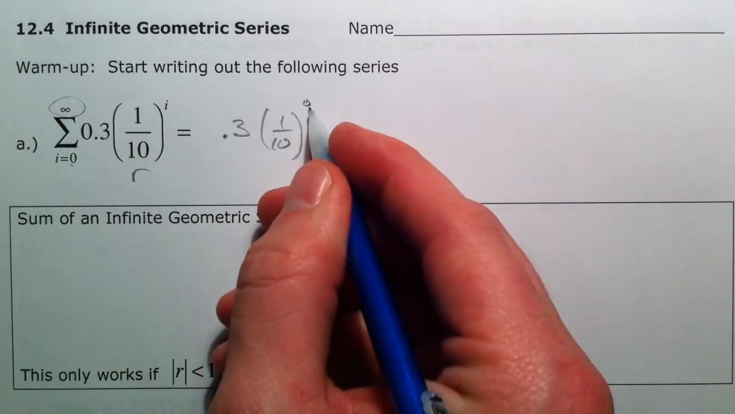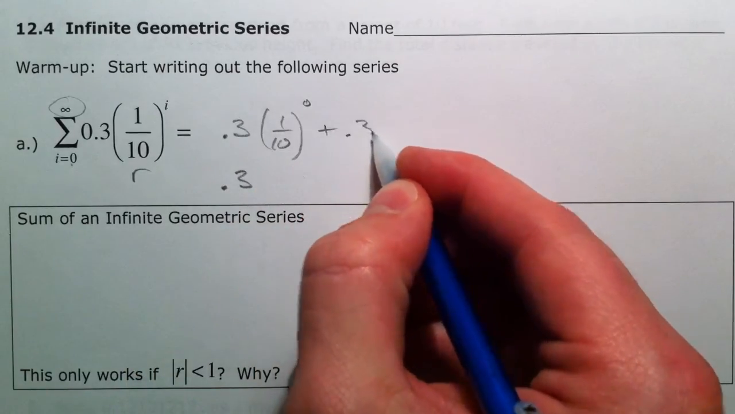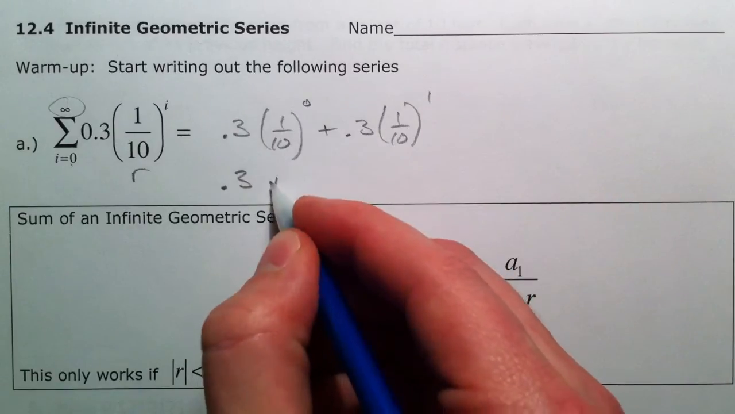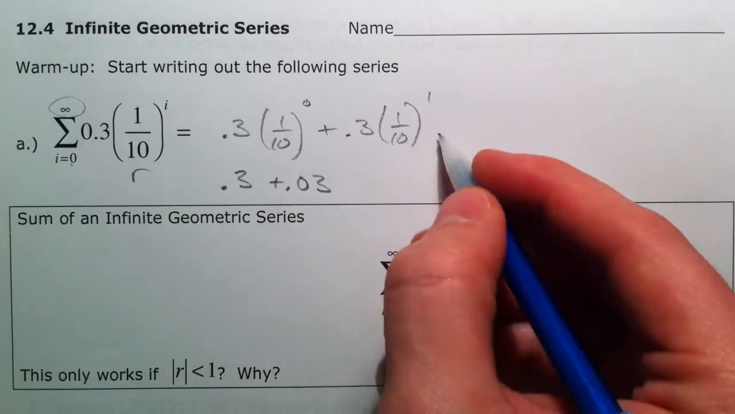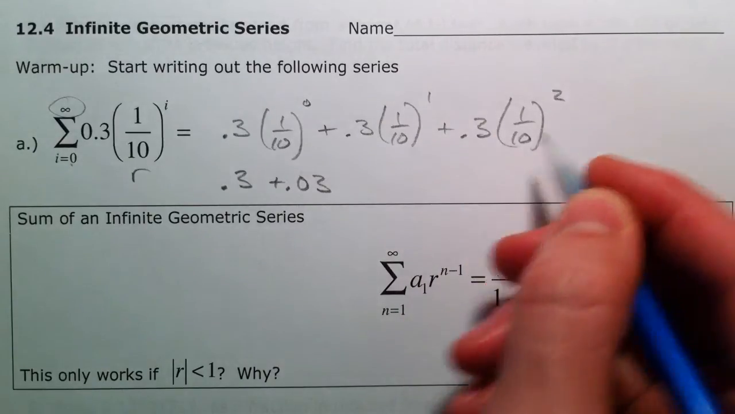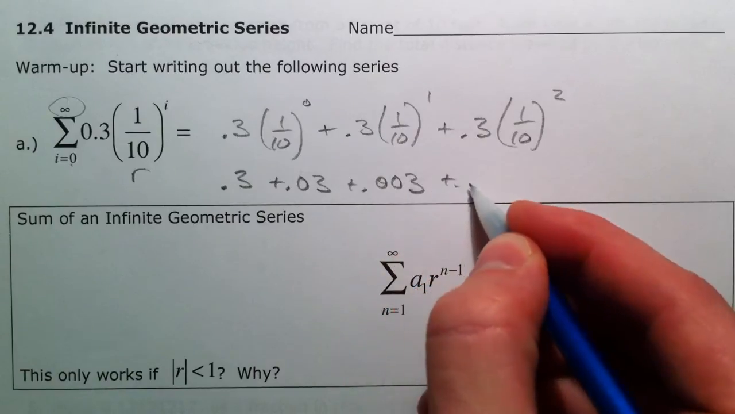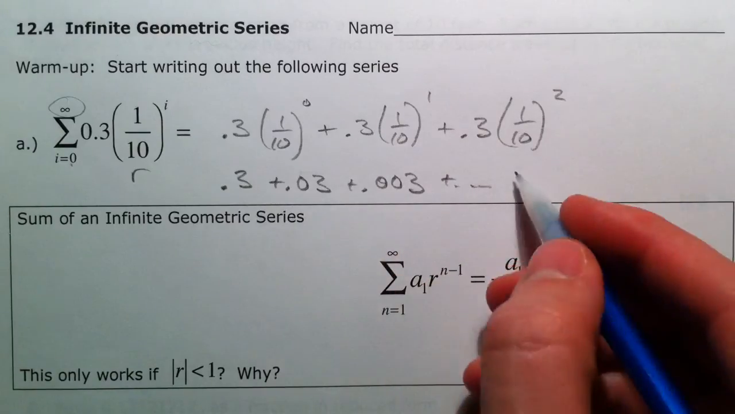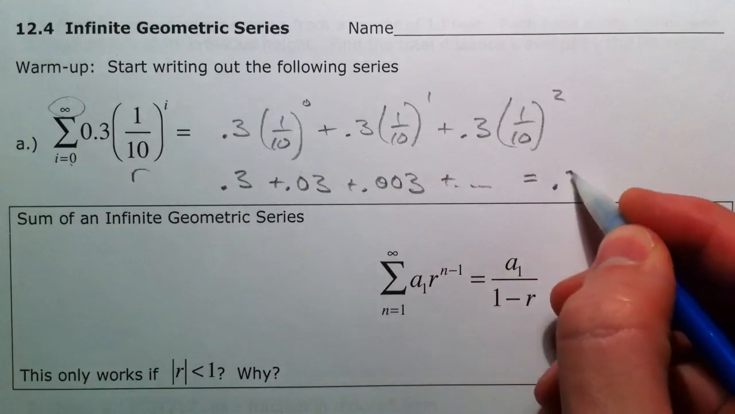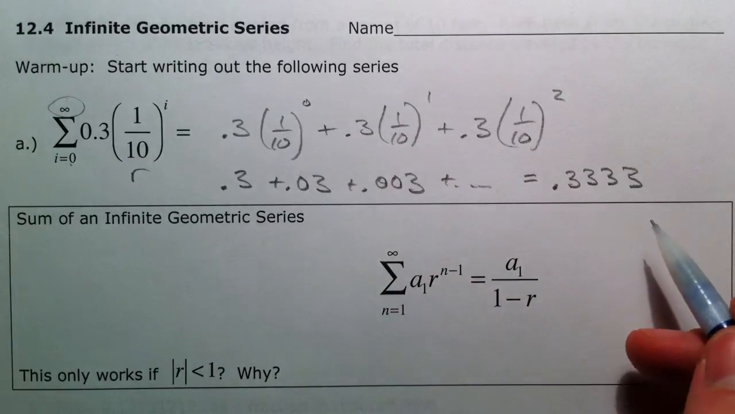That'll give us 1/10 to the 0, which is 1, so the first term is 0.3, plus 0.3 times 1/10 to the first, so 0.3 times 1/10 is 0.03. Move the decimal one spot, and then we're going to square 1/10, so we move it twice, and you get the gist. So we're going to end up with 0.3333, and you can sort of tell.